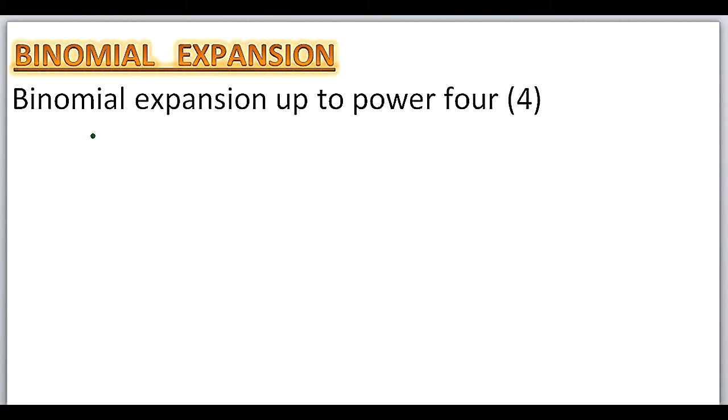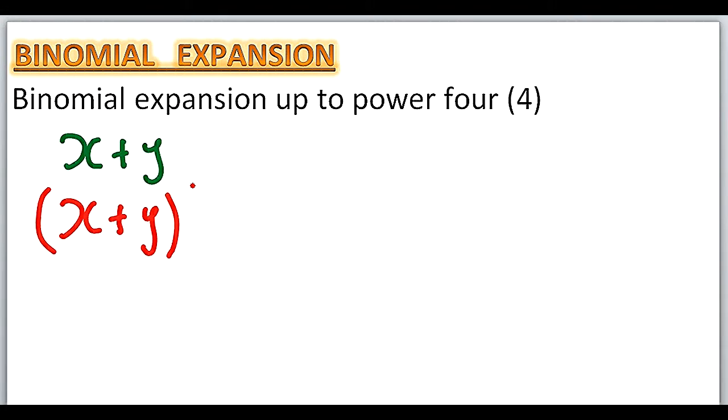So binomial expansion, we start by expanding binomial expressions up to power 4. We start with x plus y. This is a binomial expression because it has two variables, but we cannot expand it any further. From there, we take another one, (x plus y) squared.